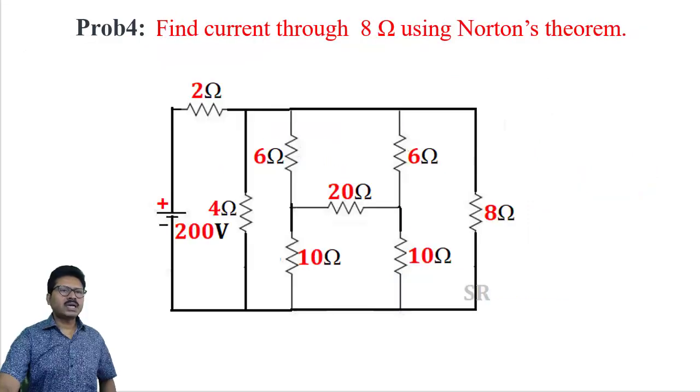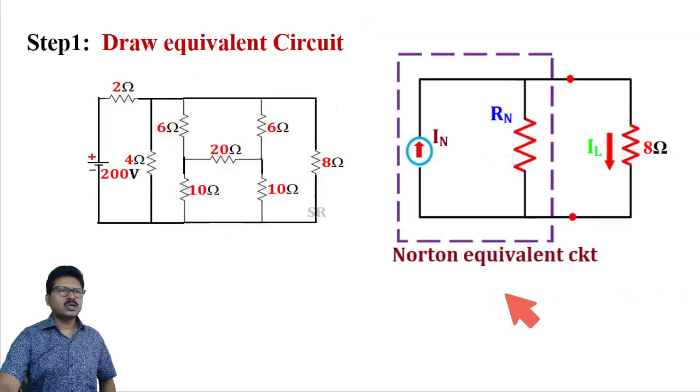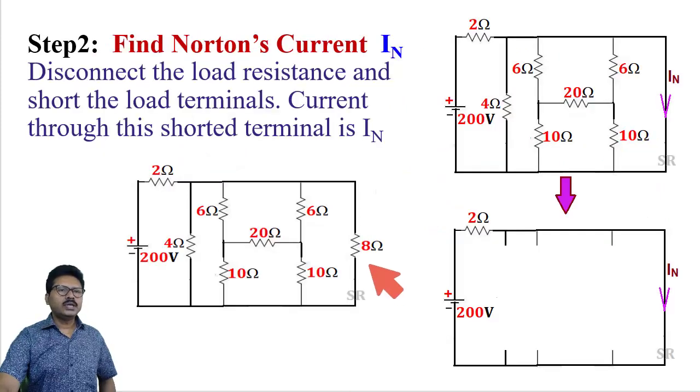In this circuit we have to calculate current through the 8 ohm resistance by using Norton theorem. So first we need to draw the equivalent circuit. This is In, this is Rn, and this is the load resistance. Next we need to calculate the value of In and Rn. To find the Norton current, we need to disconnect the load resistance and the path will be shorted. So 8 ohm is disconnected and it is shorted.